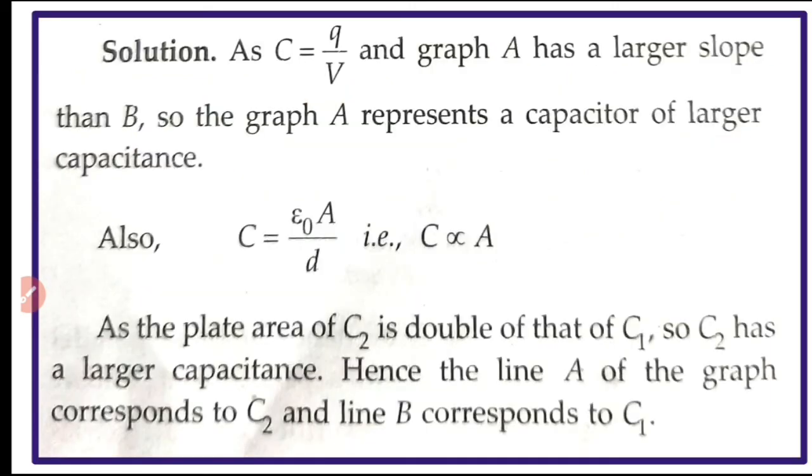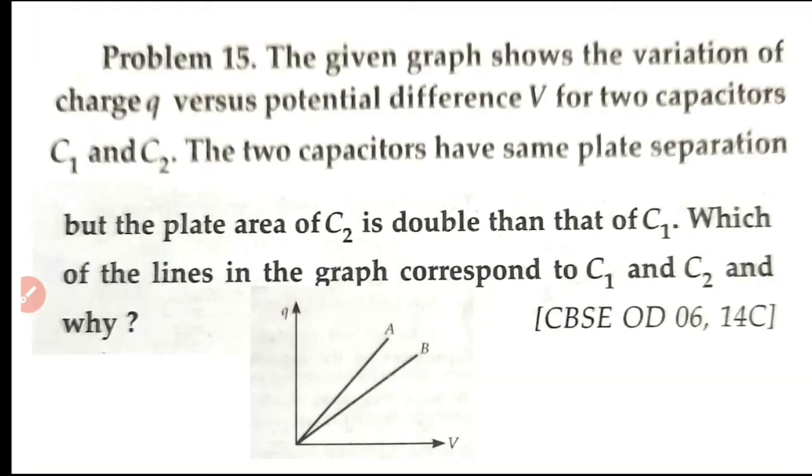Okay, so what we need to know? The thing is the slope of the graph. This graph is Q versus V. So the slope of the graph is delta Q by delta V, which is simply capacitance. So the slope of the graph gives capacitance. That is a very important conclusion.